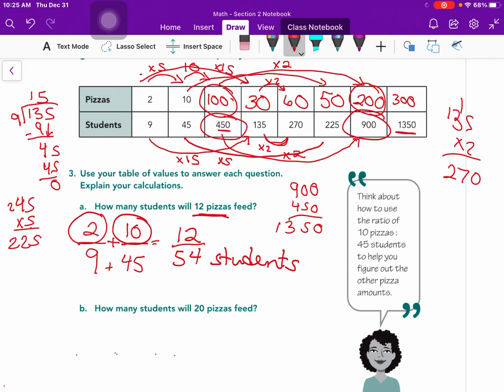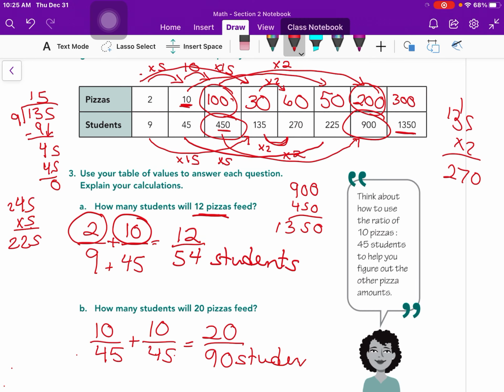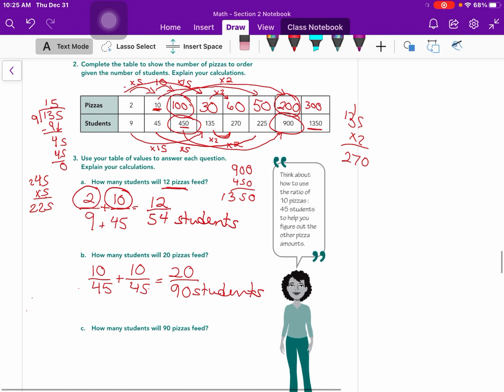Okay, how many students will 20 pizzas feed? Well, I need 20 pizzas, and here's 10 pizzas right here. So the ratio is 10 to 45, plus another 10 pizzas to 45. That gives me 20 pizzas total, and it means I can feed 90 students. So we can reason our way through this graph to help us answer questions.